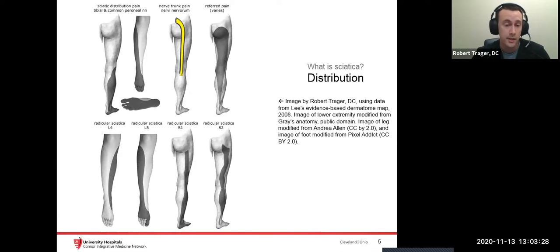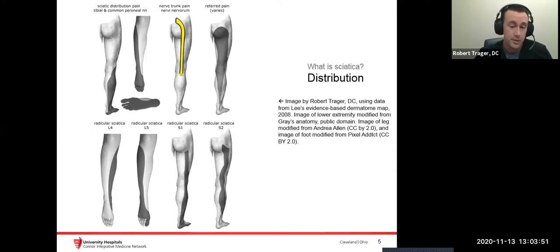And you can see that in this picture, I mean, everything in this picture would technically be considered sciatic pain, but they're all a little bit different. So on the top of the screen, we have the sciatic nerve. We have referred pain on the top right. And on the bottom of the screen, we have what we call radicular sciatica. And that's sciatic pain that follows the course of a nerve root distribution that originates from the lower back.